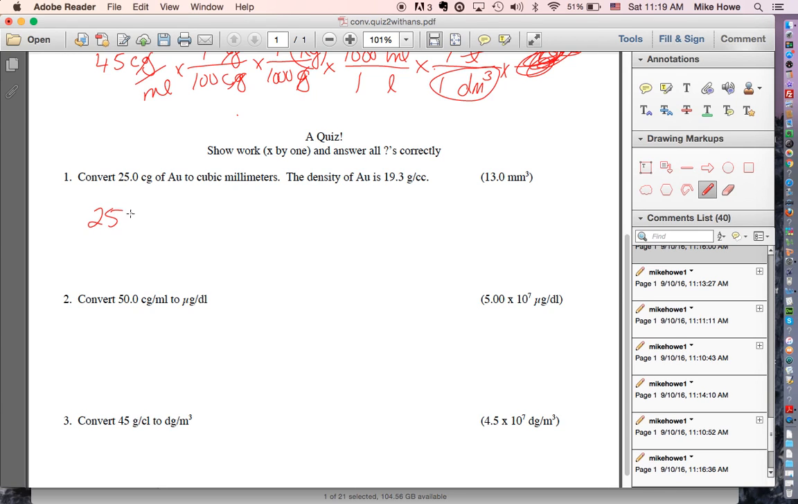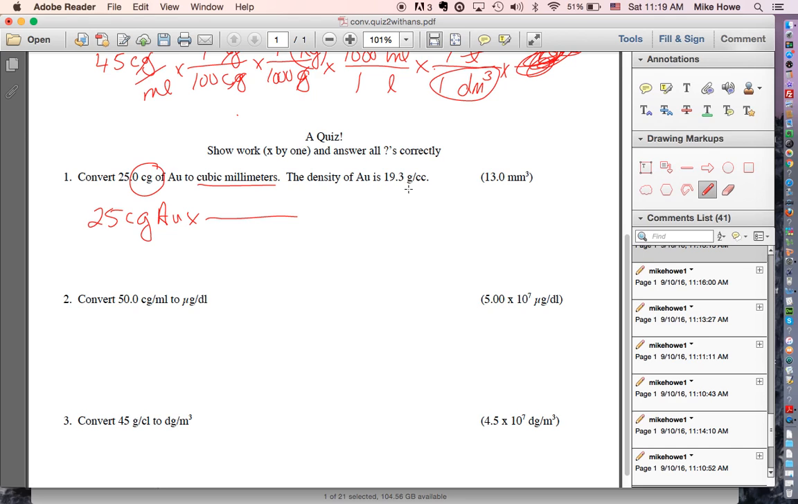All right, I have 25 centigrams of gold. We want to change to cubic millimeters. Once again, centigrams are a unit of mass. Cubic millimeters is a unit of volume. Density ties together mass and volume. So we're going to change centigrams to grams and then be able to use our density. So centigrams here, grams here, 100.